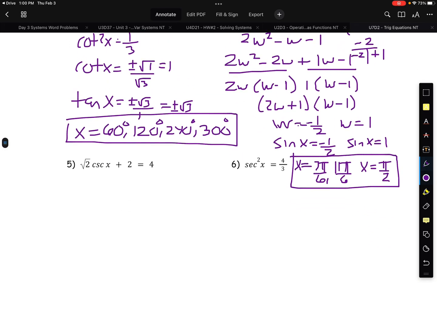Okay. Minus 2 divided by rad 2. Cosecant x equals 2 over rad 2. Flip. Sine x equals rad 2 over 2. X equals 45 degrees. X equals 135 degrees.